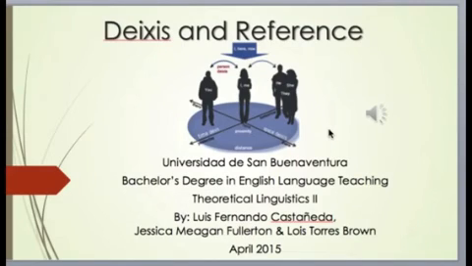Deixis and Reference, a presentation by Luis Fernando Castañeda, Jessica Megan Fullerton, and Lois Torres Brown. I will be presenting what constitutes the group effort regarding the script, the presentation design, and the examples, which have been contributions by all three members of the group.